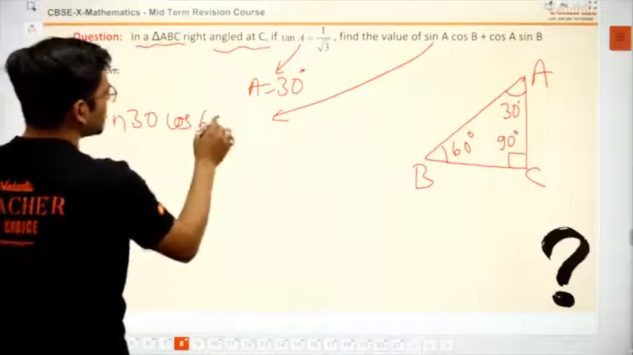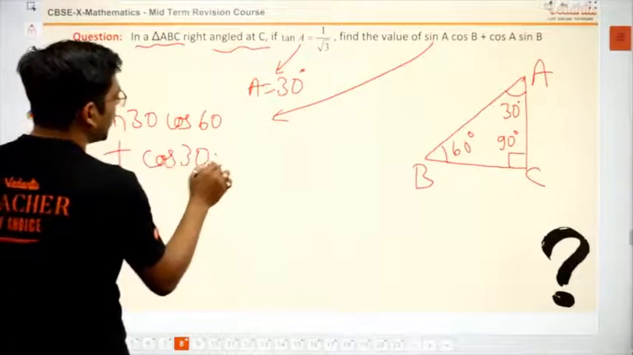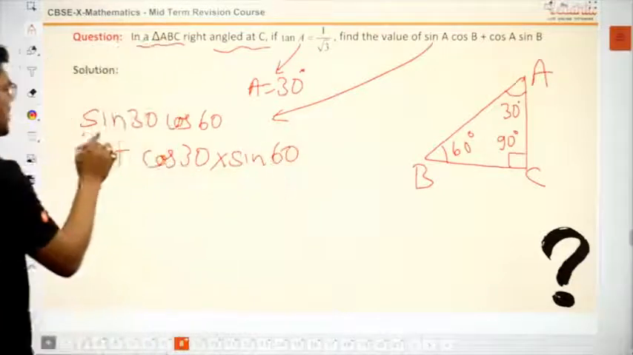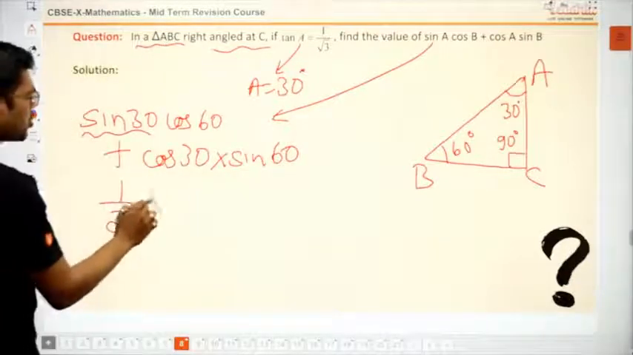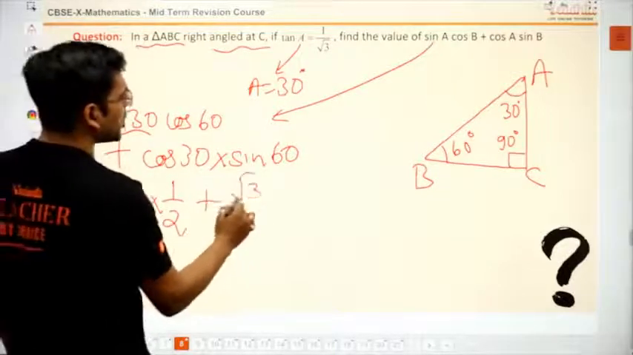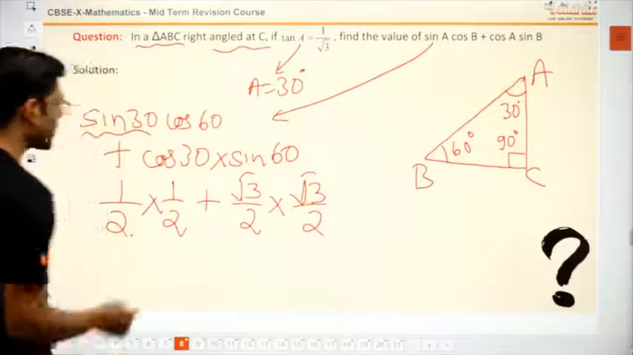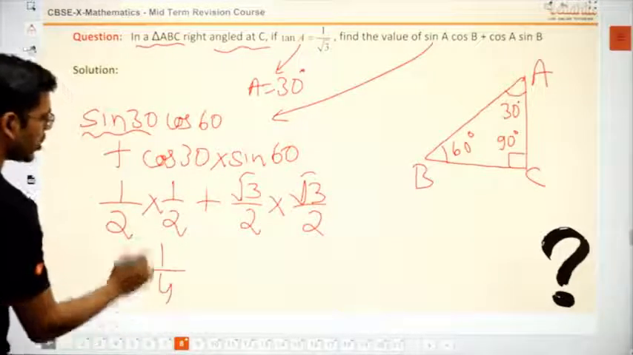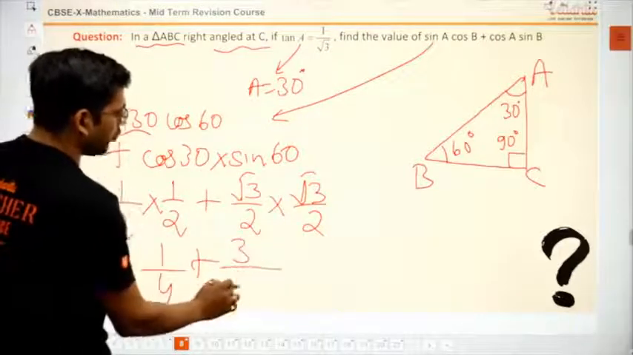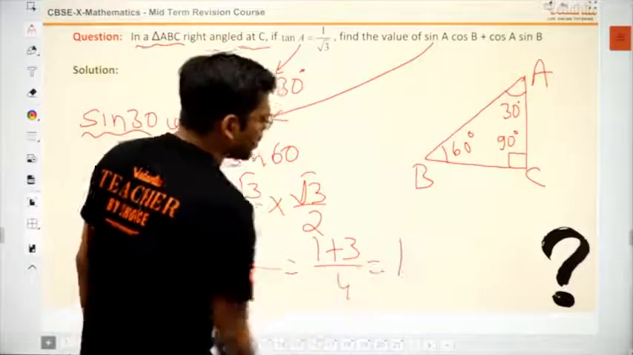Cos(A+B), putting A = 30 and B = 60: cos 30 into sin B means sin 60. Just tell me the value. Sin 30 is 1 by 2 into cos 60 which is 1 by 2, plus cos 30 which is root 3 by 2 into sin 60, again root 3 by 2. Isn't it great? 2 into 2 is 4, 1 upon 4, plus root 3 into root 3 is 3 upon 2 into 2, 4. LCM is 4, so 1 plus 3 upon 4, the value is 1.